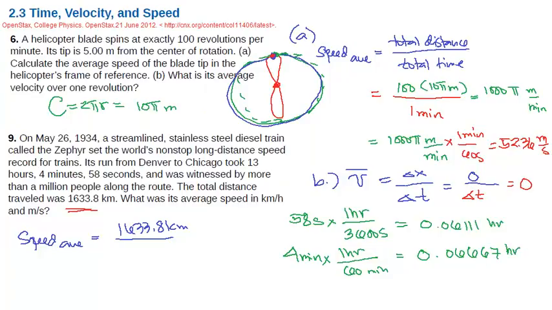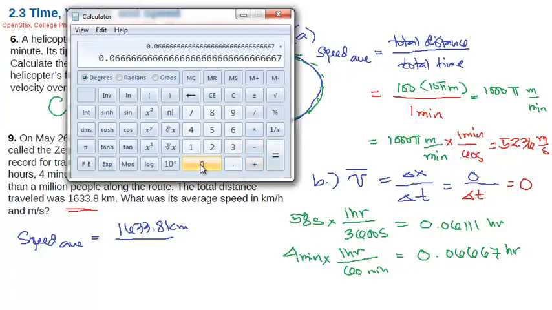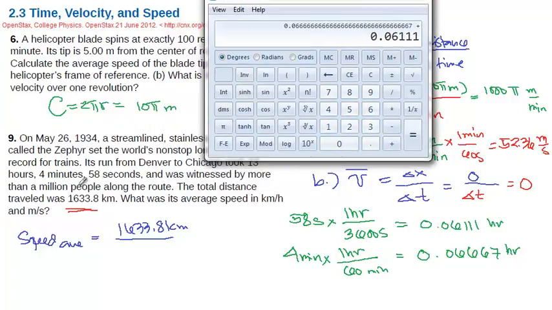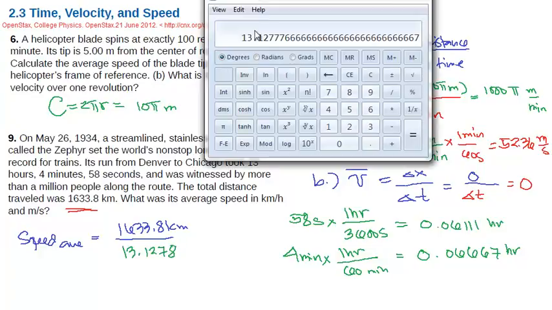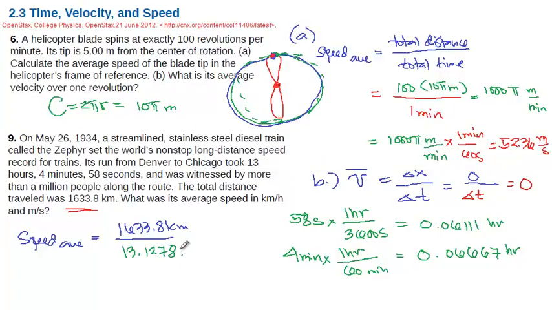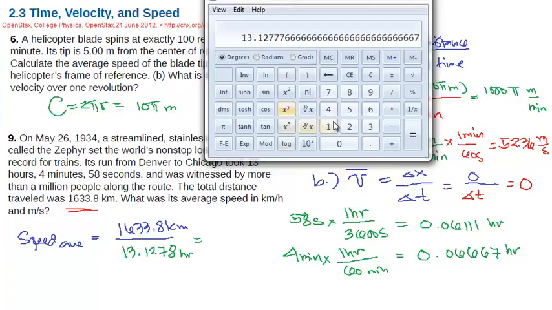So if you add all of this, I add that to 0.06111, and I add that to the 13 hours so that I can have a total time in hours. It will now be 13.1278 hours. Okay, I think that's good.